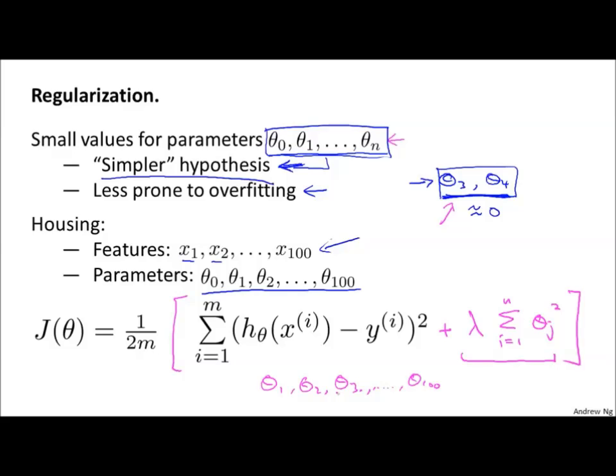By the way, by convention, the summation here starts from 1, so I'm not actually going to penalize theta 0 being large. That's a convention that the sum is from i equals 1 through n rather than i equals 0 through n. But in practice, whether you include theta 0 or not makes very little difference to the results. But by convention, usually we regularize only theta 1 through theta 100.